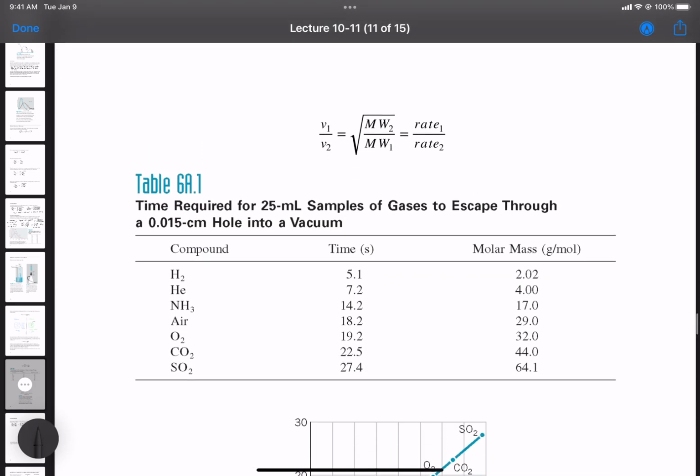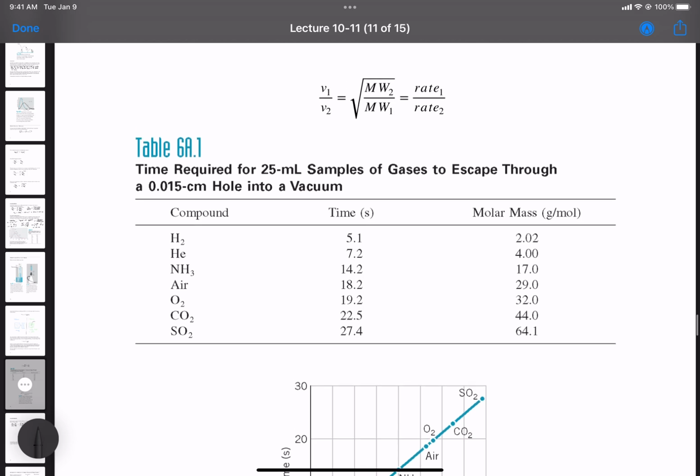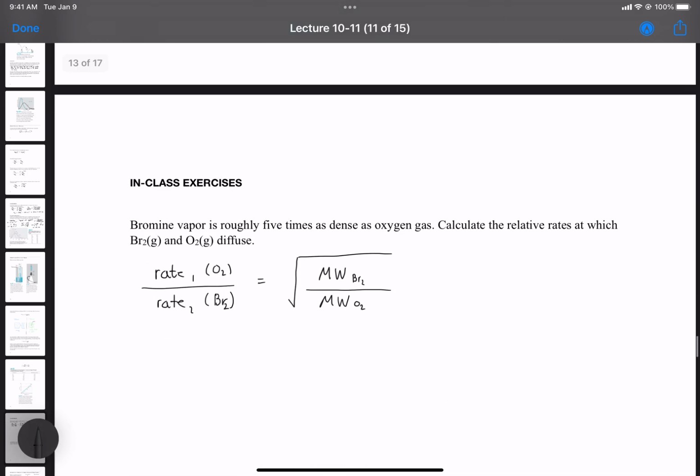Okay, so the rate of the speeds, right, should equal 5. Right? So this rate of speed should equal square root of 5, right? Because that's the relative density there. Okay? So if we plug into everything here, we can figure out the rates of diffusion. Okay?